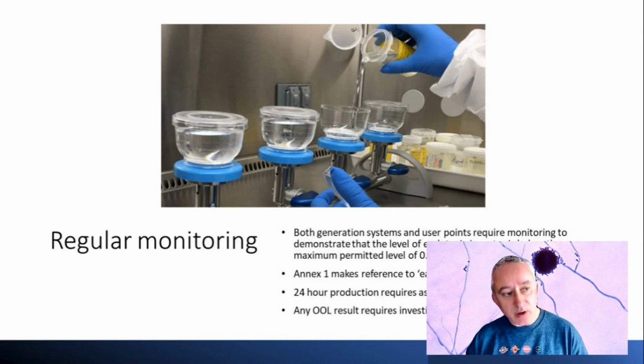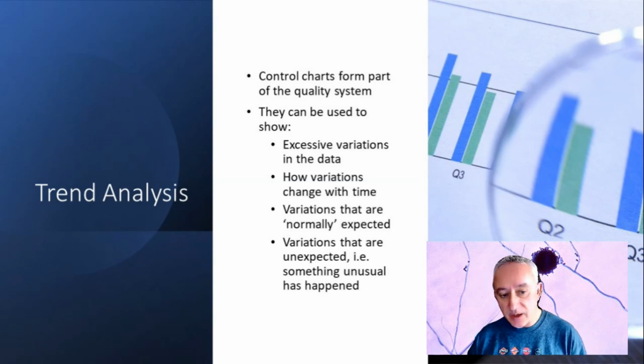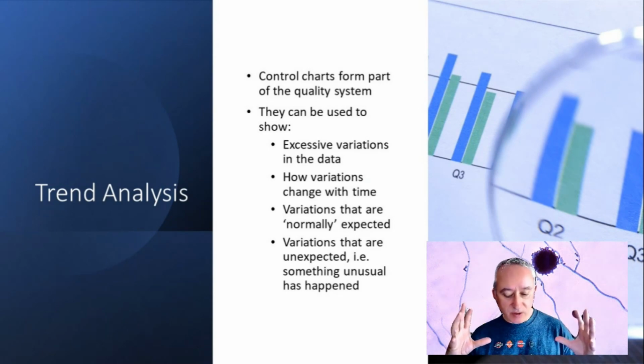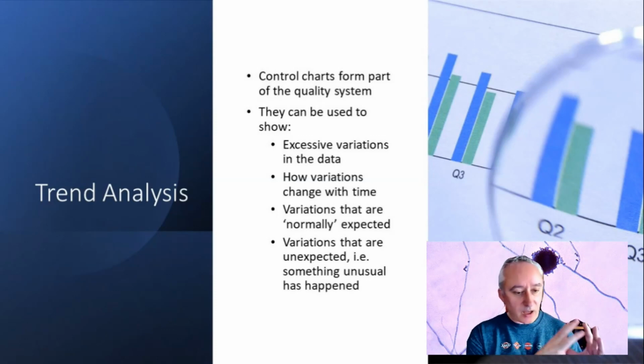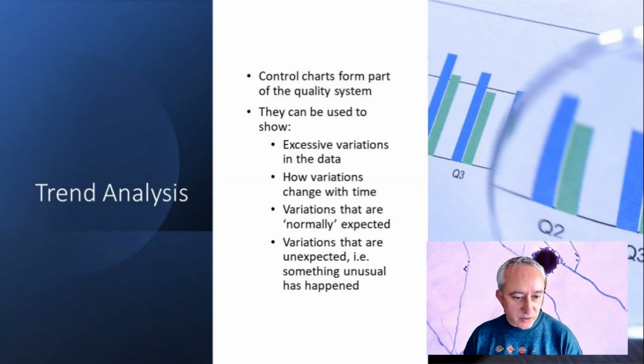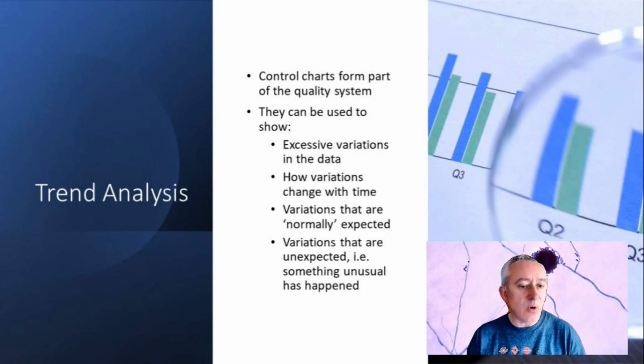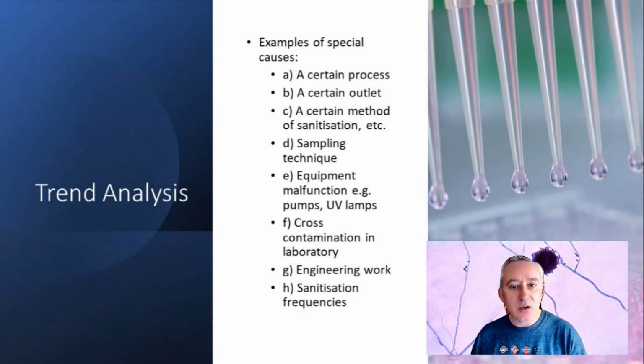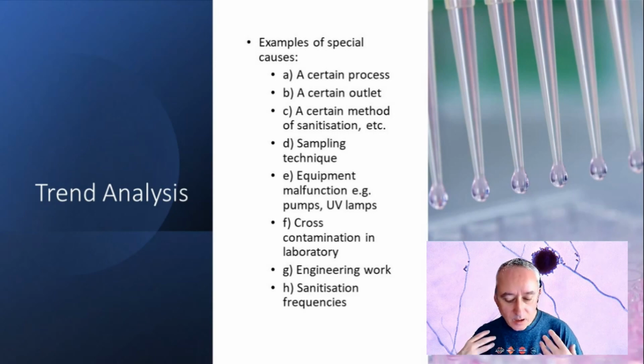It's important not just to look at individual excursions from alert and action levels, but also to engage in trend monitoring. Trend charts are very useful in allowing us to deal with thousands of results, and they can help to show us variations in data, how variations change over time, which variations are expected and which are not, and what they might relate to, such as maintenance work, water system sanitisation, breaking into the system, and other things. We can then try to divide between common causes and special causes. Examples of special causes can include a problem with a local outlet, problems following maintenance works, a new person starting sampling, or a change to production usage. There are lots of variables that we can factor in.